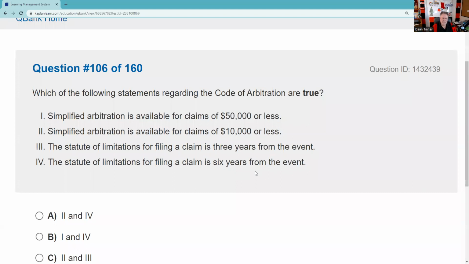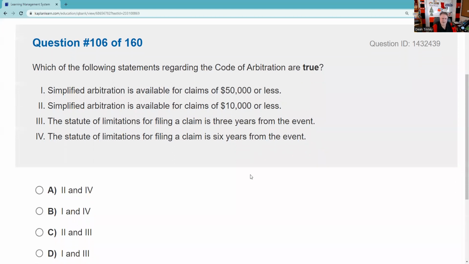Question 106. Which of the following statements regarding the Code of Arbitration is true? Simplified arbitration is for $50,000 or less. I'd certainly know that. That means 2 isn't true. The statute of limitation is 3. No, it's 6. You should definitely know, $50 grand, and the statute of limitations is 6. So it's 1 and 4.